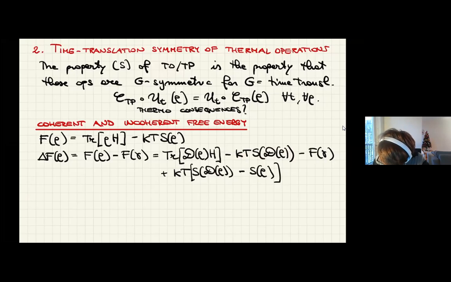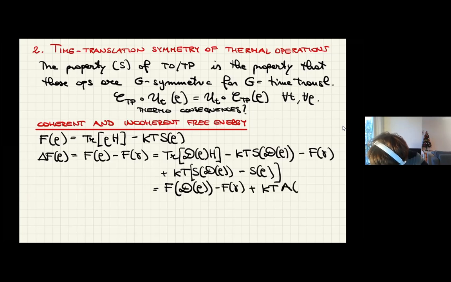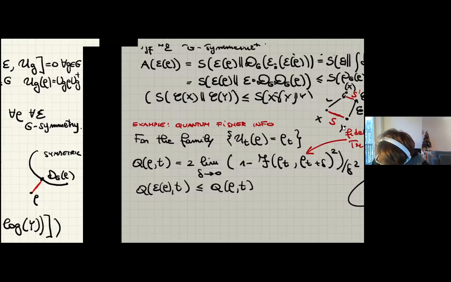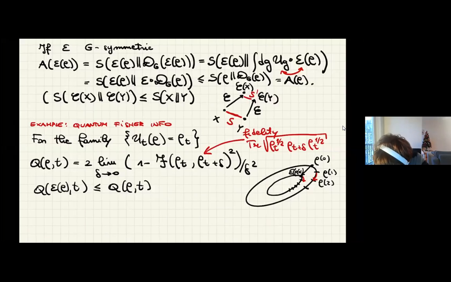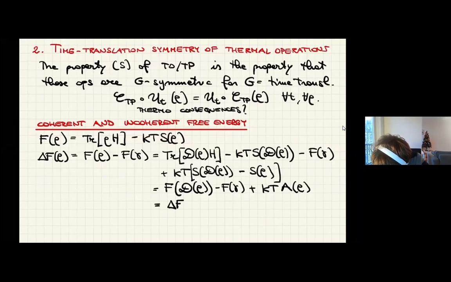But now notice that these first two terms are just the free energy of the dephased version of ρ. Or sorry, the free energy of the dephased version of ρ minus the free energy of γ, plus kT times the asymmetry of ρ, from this expression here. Which is delta F of D of ρ plus kT A of ρ.